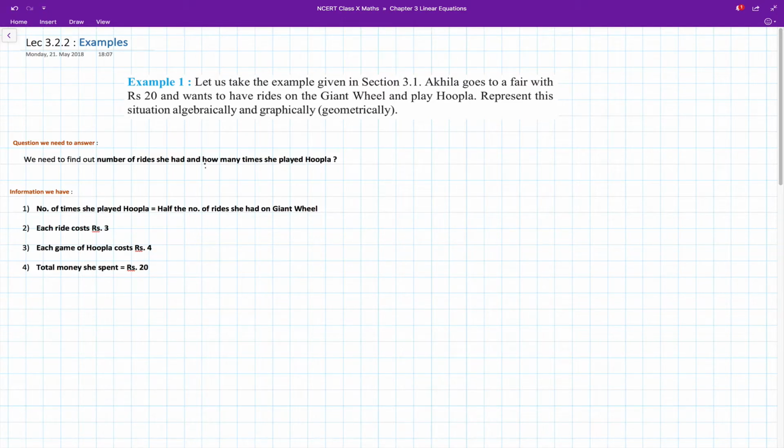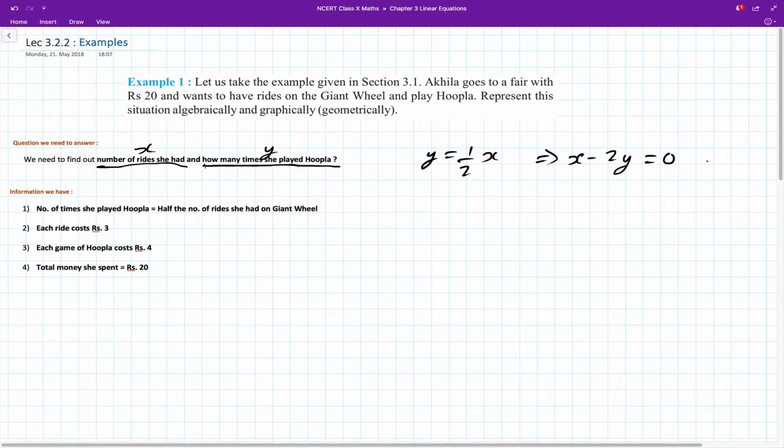In our last lecture, we said the number of times she played hoopla is y, and the number of rides she had is x. So the first equation that we had was y is equal to 1 by 2 x, or x minus 2y is equal to 0. This was our equation 1, and the other equation that we got was 3x plus 4y is equal to 20. This was our equation 2. Let us try to solve it using the graphical method.